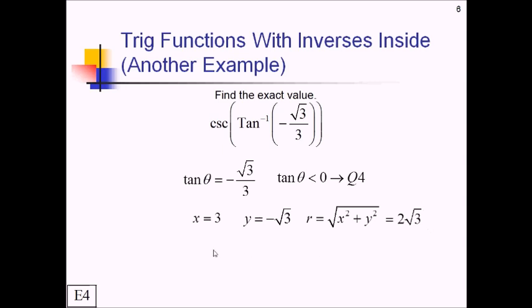Now, cosecant, that's r over y. Here's your radius, already simplified. So that's 2 radical 3 on top. Y is negative radical 3, so that's going to go on the bottom. And we can actually cancel out those radical 3s, so it's nice that we reduced this already. So that'll just be negative 2 when the dust settles.